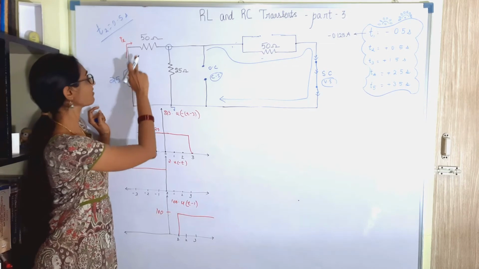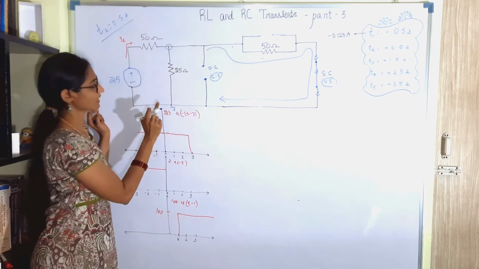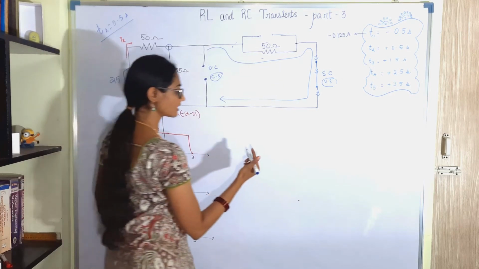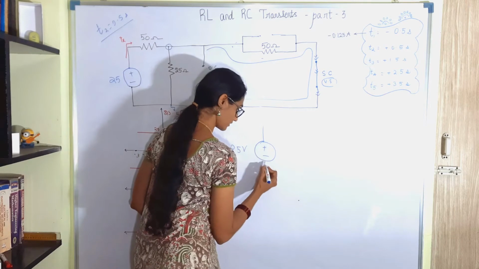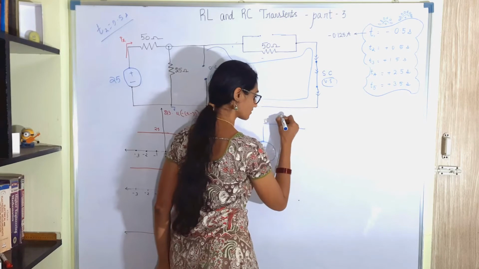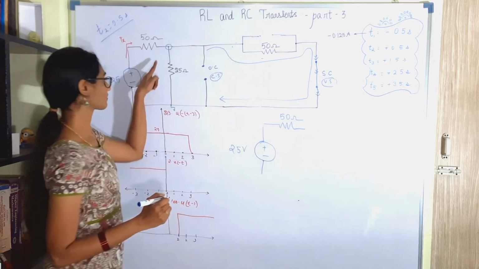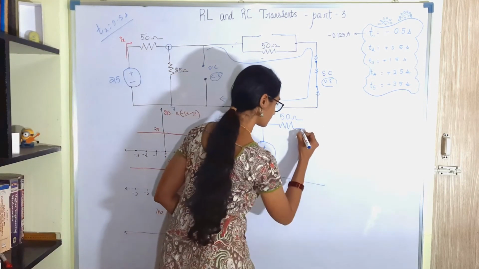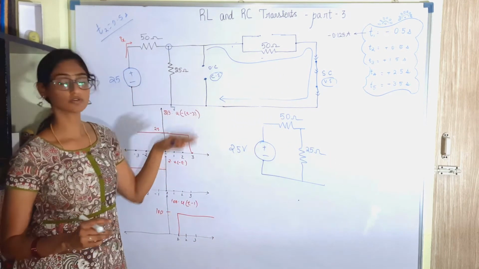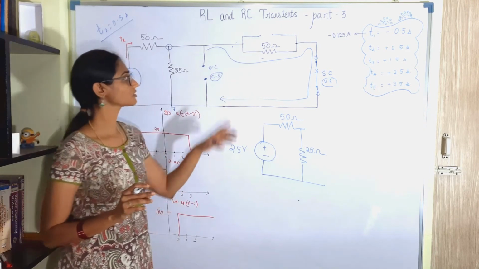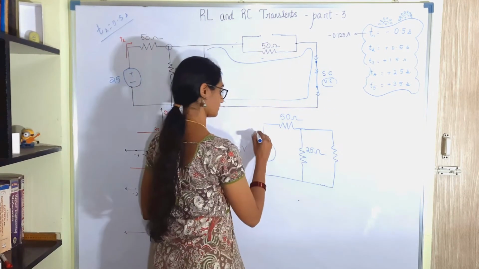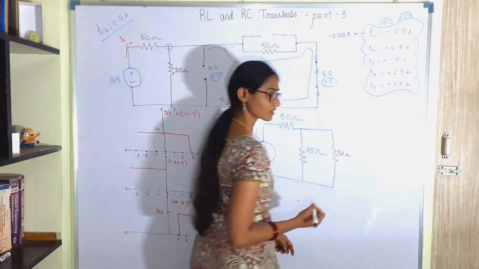So now we have a 50 ohm resistor, and then we have 25 and another 50 ohm in parallel to this. I'll redraw the circuit for your understanding. 25 volt source here, then you have 50 ohm in series, then you have 25 in parallel. Alright, this is an open circuit, so we'll forget that. This is also an open circuit, so we have a 50 ohm between this end and this end. So I hope this is child's play for you guys now.